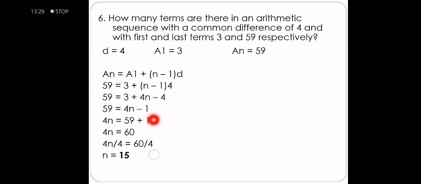So ililipat ko lang ulit si negative 1, pagkasamahin ko sila ni 59. So we have 4n equals 59. Dahil negative siya, magiging positive. So 4n equals 59 plus 1 is 60. We divide both sides by 4 so that matitira lang yung ating n. So 4n divide 4 equals 60 divide 4. So cancel yung 4, n equals 60 divided by 4 is 15.